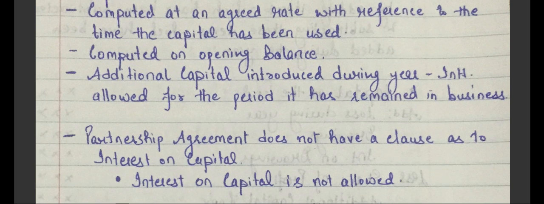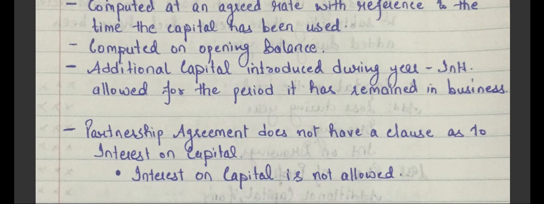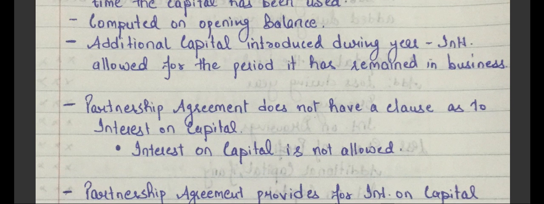Let's see the next. Partnership agreement does not have a clause as to interest on capital. What will happen? I've already explained this in detail, that if the partnership deed is silent as to interest on capital, then the provisions of Indian Partnership Act 1932 will apply, which says that interest on capital is not to be allowed. Clear? Let's move on.